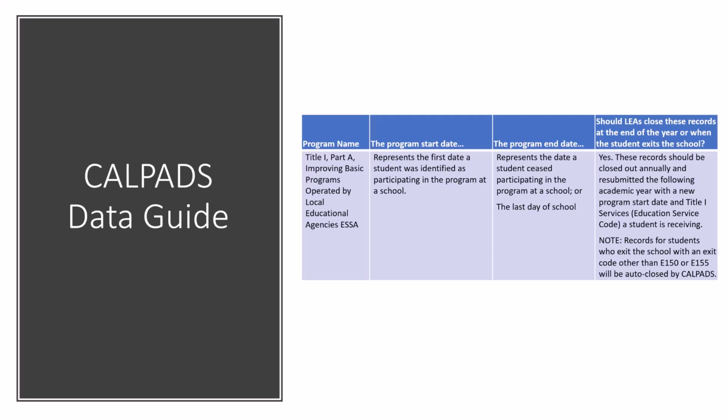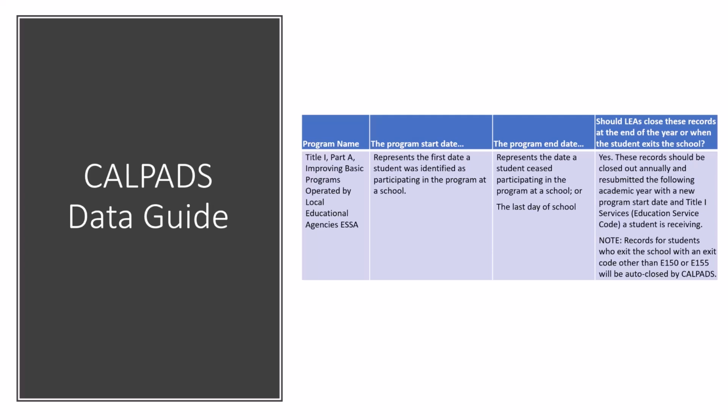The CALPADS Data Guide is another great source of information. The program section in the data guide has information. As you can see here, we have the name of the program, Title I Part A. The program's recommended start date represents the first day the student was identified as participating in the program. Might be the first day of enrollment. The program end date represents the date the student ceased participating in the program. Could be the last day of school.